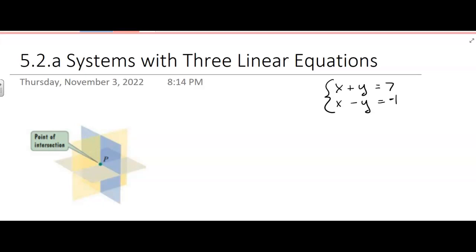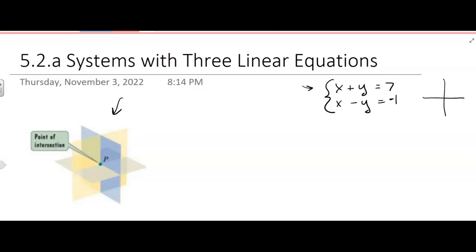So our system's getting bigger now, and we're going to have three linear equations and three variables. Now, back when we had a system with two equations and two variables, we could graph those in a plane. We had a Cartesian coordinate system, and we could graph them as lines. But in three variables, you have to go to three space, which means a plane, okay?